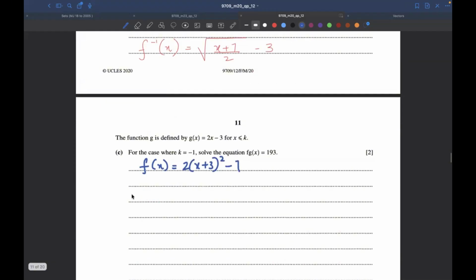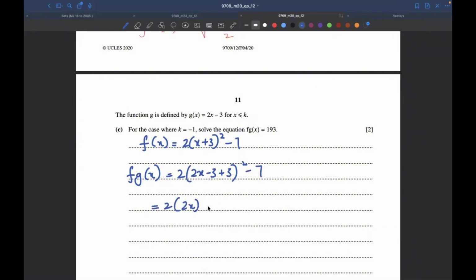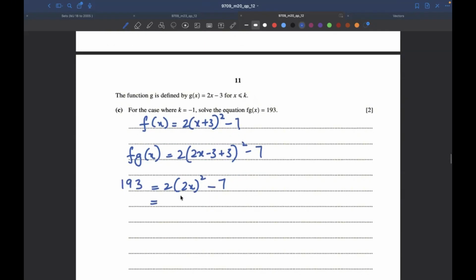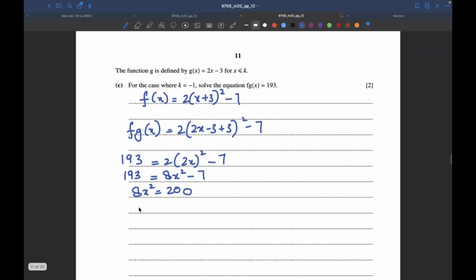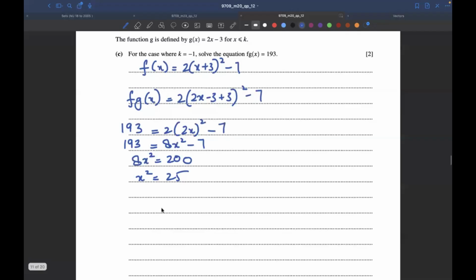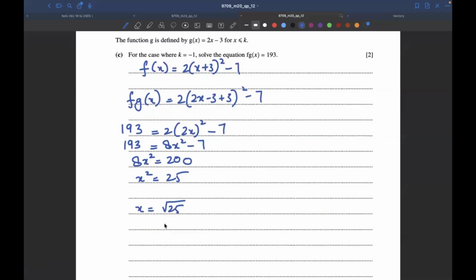Now when we are finding fg of x, it means in place of x, we'll substitute the function g. So that is 2x minus 3. And then we'll equate it to 193. So this will become 2 into (2x) whole squared, minus 3 plus 3 will cancel, minus 7, and that is equals to 193. So this becomes 8x squared minus 7 is equals to 193. 8x squared will be equals to 200. So we'll get the value of x squared is equals to 200 upon 8, that is 25. So x will be equals to square root of 25, that is equals to plus minus 5.